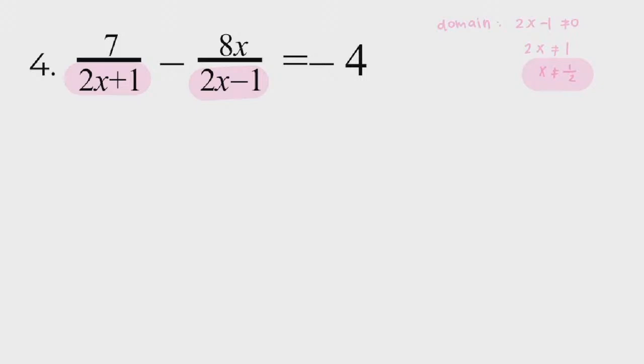And for the LCD, that's going to be 2x minus 1. So we're going to multiply the entire equation by 2x minus 1. We get 7 minus 8x equals 4 times 2x minus 1, because in the first two terms, the 2x minus 1 in the denominator is going to cancel out with the 2x minus 1 that we multiplied by.